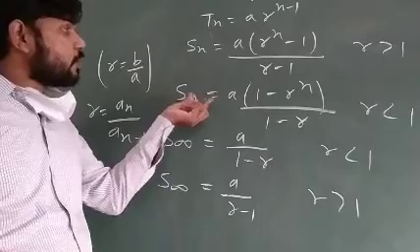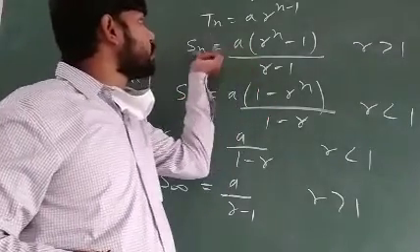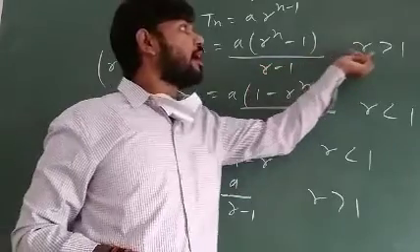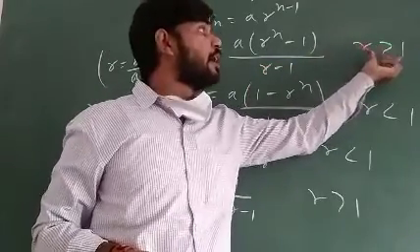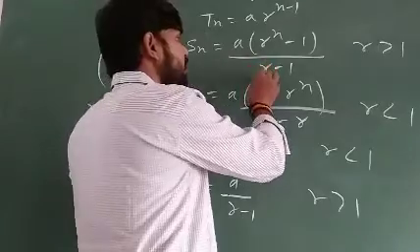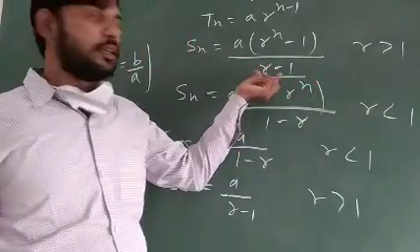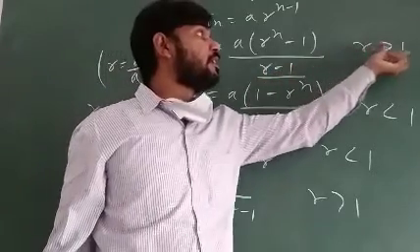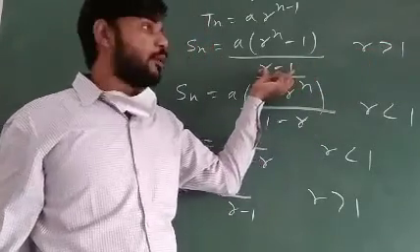Now Sn equals a r power n minus 1 upon r minus 1, where r greater than 1. The concept of r being greater than 1 is so that the denominator must remain positive. R minus 1, if r is greater than 1, then this portion will remain positive.